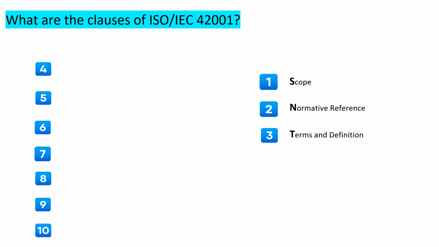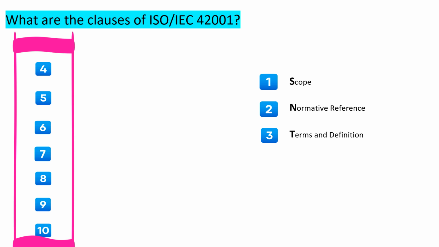Clause 1 to 3 is about scope, reference and terms and definition. Here there are no major actionables or requirements as such. What is important for us is clause number 4 to clause number 10. It is advisable to remember these clauses in a sequence.